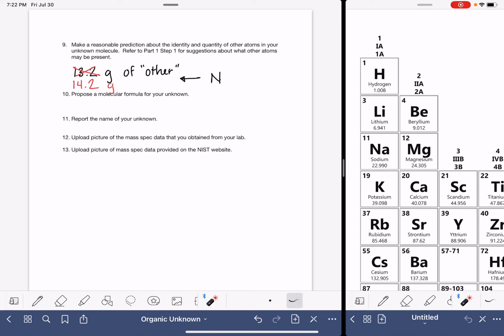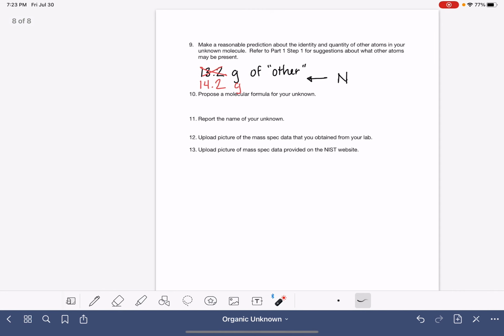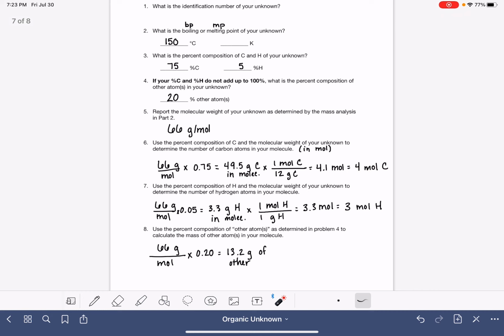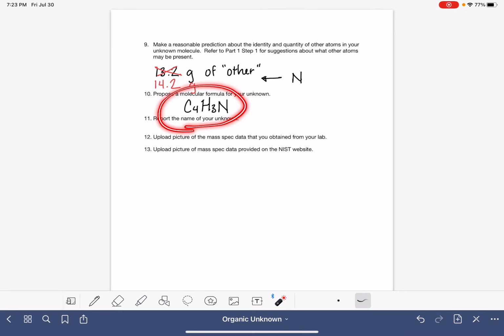So the next thing that we want to do is propose the molecular formula of the unknown. No matter who you are, no matter what your data is like, we're all doing this step. Propose a molecular formula. That's going to come from the moles of carbon, the moles of hydrogen, and anything else that you might have present. I had 4 moles of carbon, 3 moles of hydrogen, and 1 nitrogen. So there's my molecular formula. And then I'm going to find the name. How am I going to find the name of this molecule? Well, we have to first figure out what the molecule is.